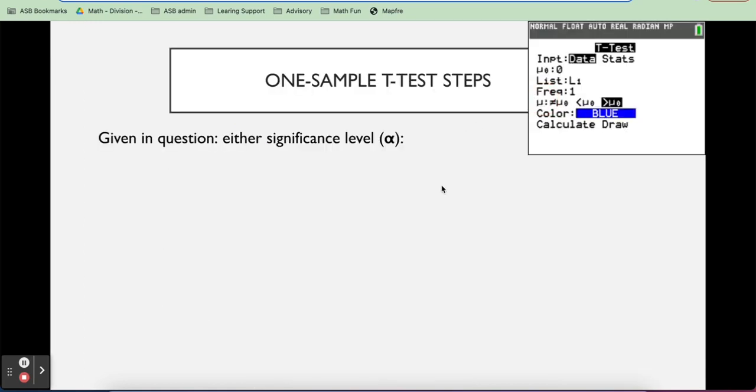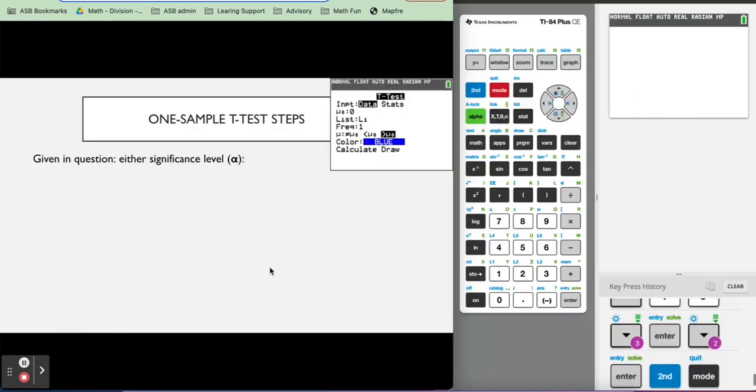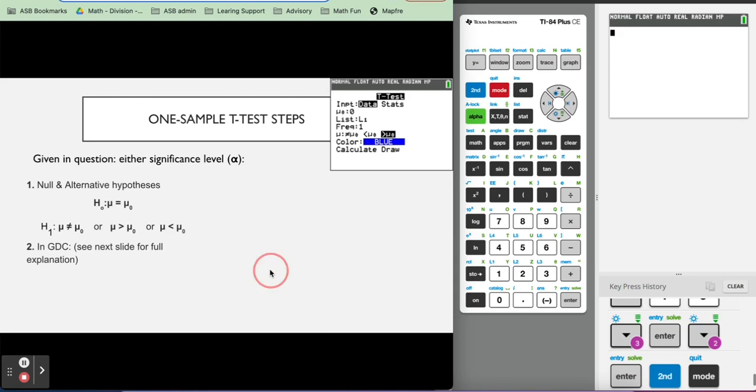For the next part, you're going to need your calculator. Okay, so here are the steps to do any one sample t-test. As you know, it's our typical tests. First, null and alternative hypothesis. So on your piece of paper, you're going to state what they are. Second, in your calculator, you're going to have two different options depending on what the question gives you. Either they give you data, or they give you statistics about your one sample.